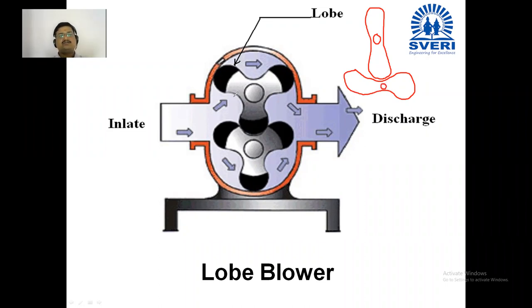Such lobes are known as bilobes. Bi means two. And whatever lobes I have shown, which are in Y shape, there are three lobes: one, two, and three. Such lobes are known as trilobes. So depending on the number of lobes, the compressor will be either a bilobe compressor or a trilobe compressor.